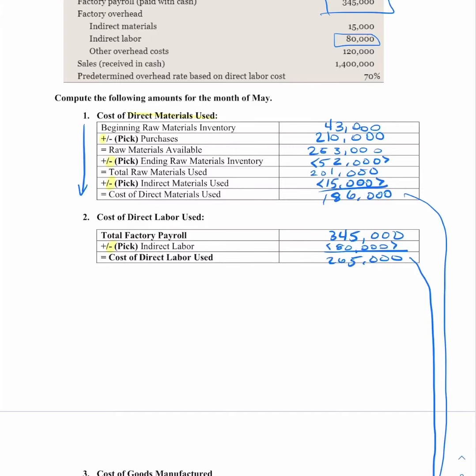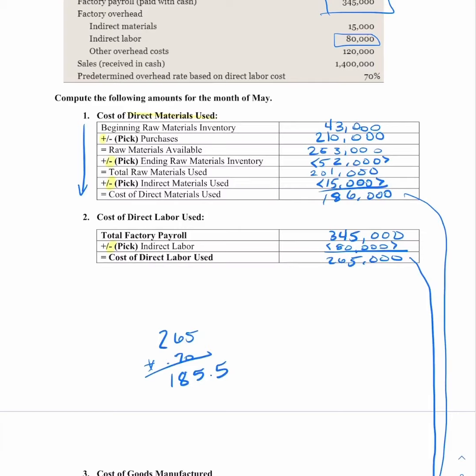the applied overhead, which is 70% of that direct labor. So 70% of that direct labor of $265,000 will give you $185,500. And once again, that's just the 265 times 0.7, which gives you 185.5. That will give me my total cost of work in process, which is just a sum, which gives you $646,700.